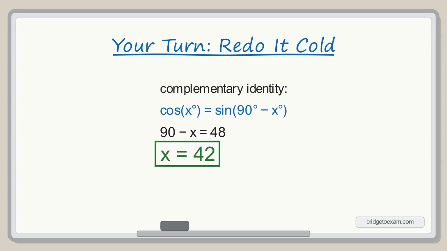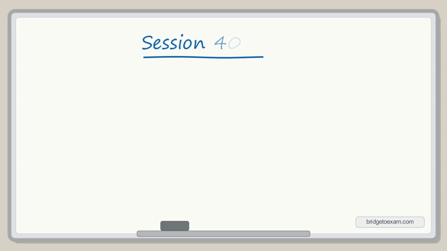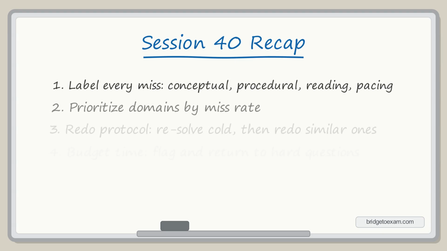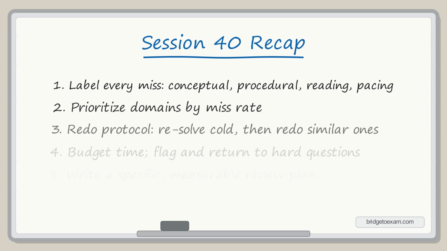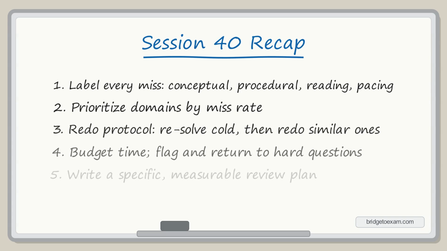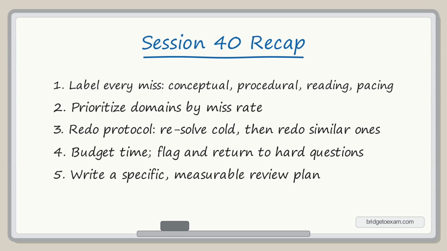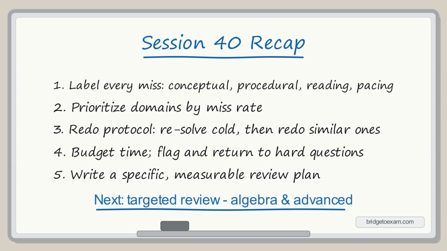That's the protocol. Let's recap Session 40. Label every missed question as conceptual, procedural, reading, or pacing. Prioritize your domains by miss rate. Use the redo protocol, resolving each miss from scratch, and then doing similar problems. Budget your time and flag hard questions, and write a specific, measurable plan. Do this honestly, and your second half of the course will be far more effective.